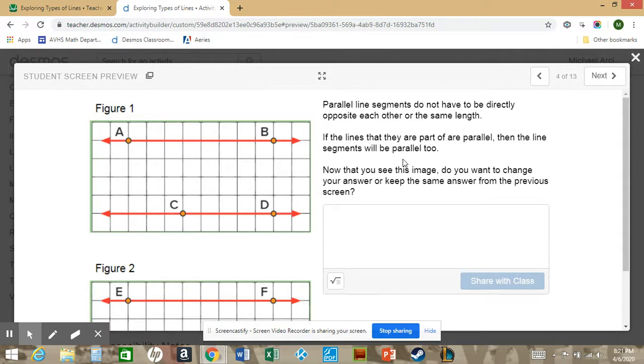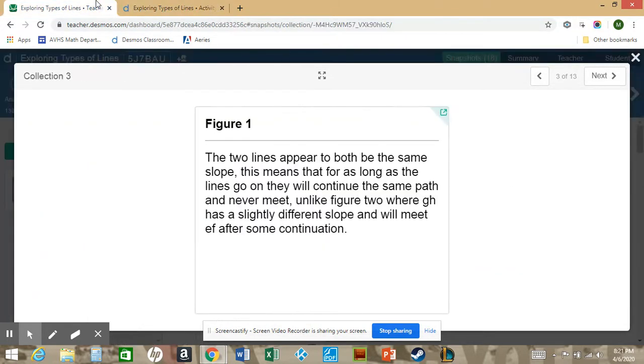Parallel line segments do not have to be directly opposite each other or the same length. So they can be different lengths. Knowing this, did you want to change your answer? Most of you got that correct, and the best answer I found was that the two lines appear to both be the same slope. This means that for as long as the lines go on, they will continue the same path and likely never meet, until figure 2, where the slightly different slope will meet after some calculation. Wow, we got some typos there.